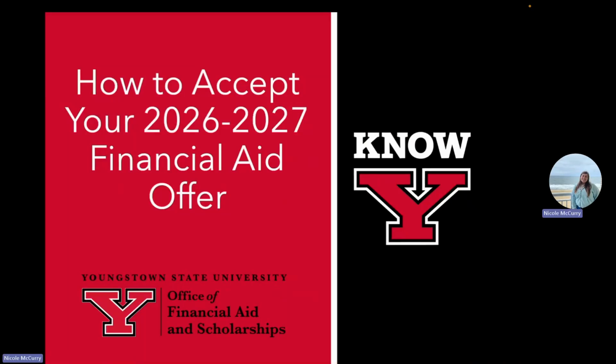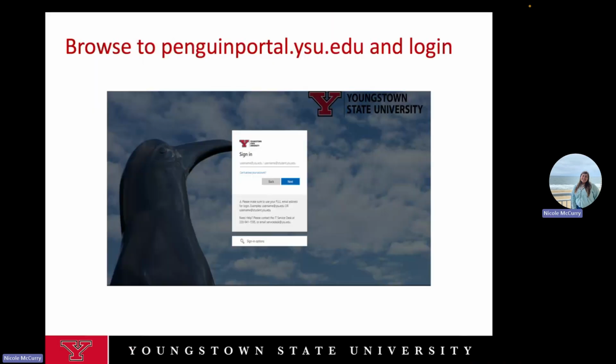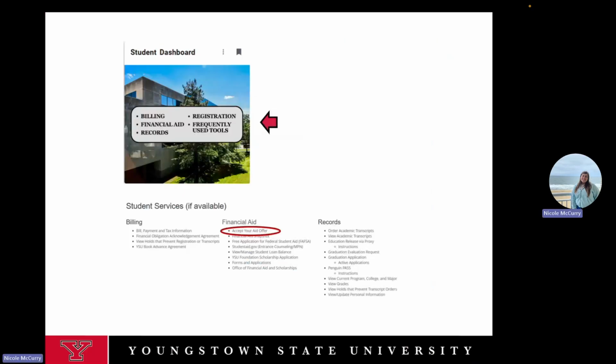Everyone, today we're going to learn how to accept your 2026-2027 financial aid offer. First thing you'll do is go to your Penguin portal and sign in with your Penguin credentials. Next, when you're on the Penguin portal, you're going to navigate to the Student Dashboard tile. In that Student Dashboard tile under Financial Aid, it says Accept Your Aid Offer. Make sure to click on Accept Your Aid Offer.